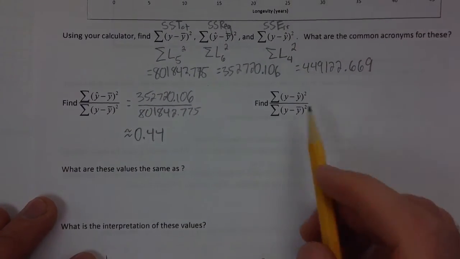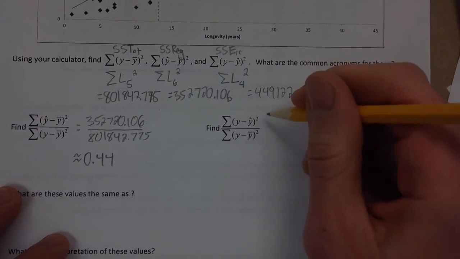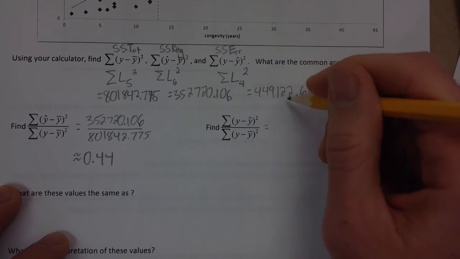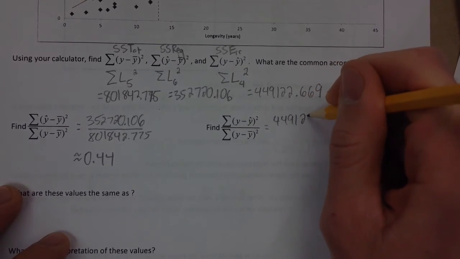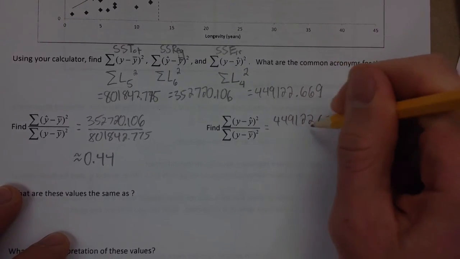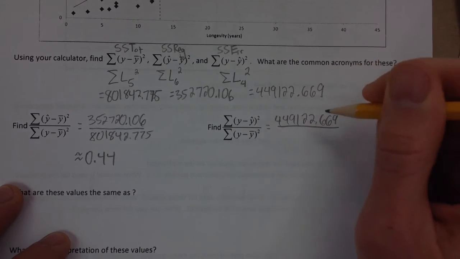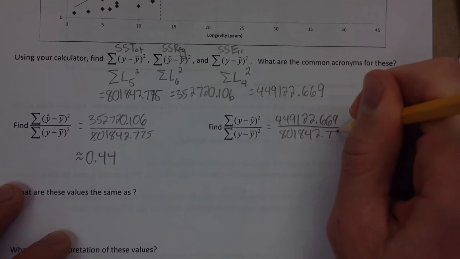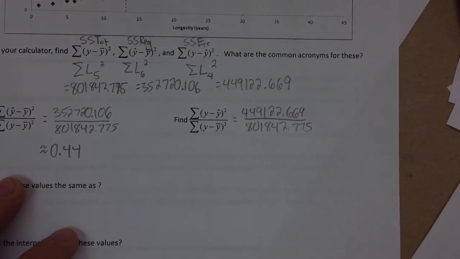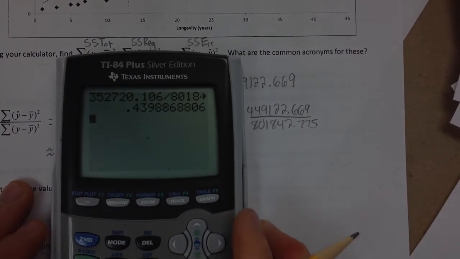All right, and then the second ratio here, y minus y hat, that's 449,122.669 over 801,842.775. Thank goodness we have calculators, man.